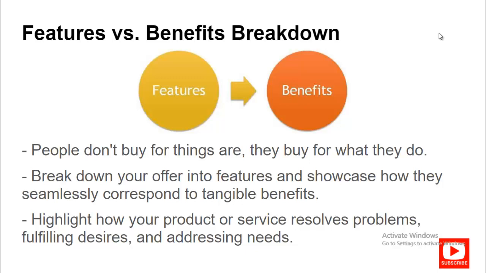Now, people don't buy things. People buy solutions to their pain points. People buy things that can actually solve their problem. Now, break your offers into features and showcase how they seamlessly correspond to tangible benefits. You understand? I'm going to give you an example. Highlight how your product or service revolves around the problem, fulfilling its desire and addressing the need.